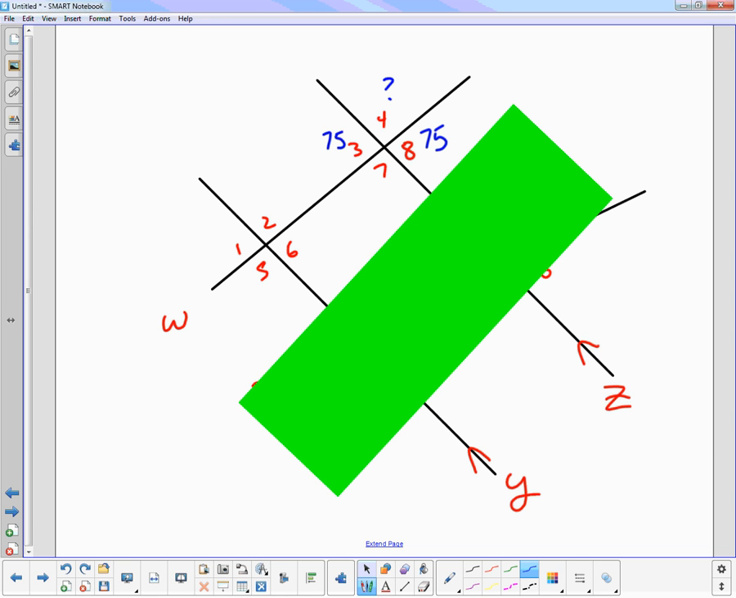I don't see a 10 on my picture right now. 7 equals 1. So it's like 4 is 4. Yeah, because it makes a straight line. Right.